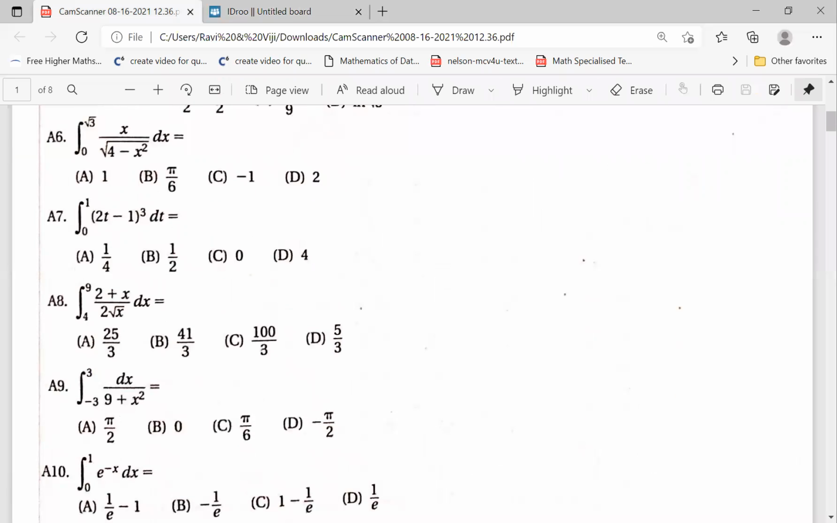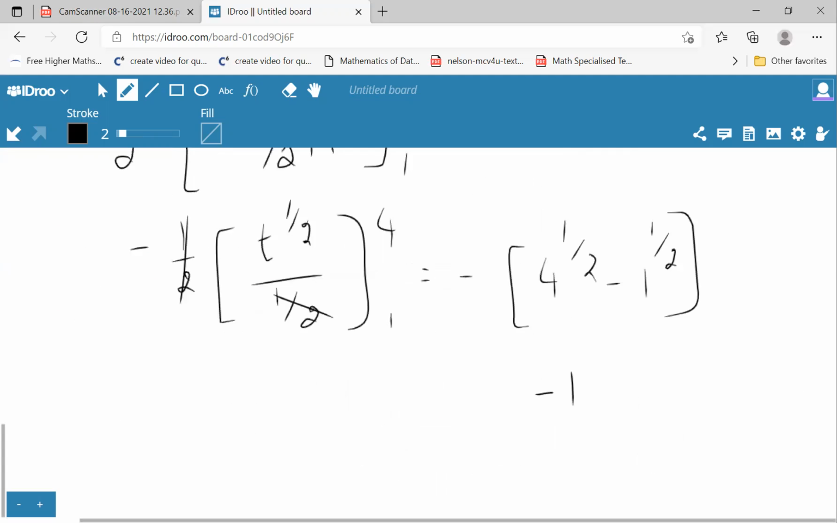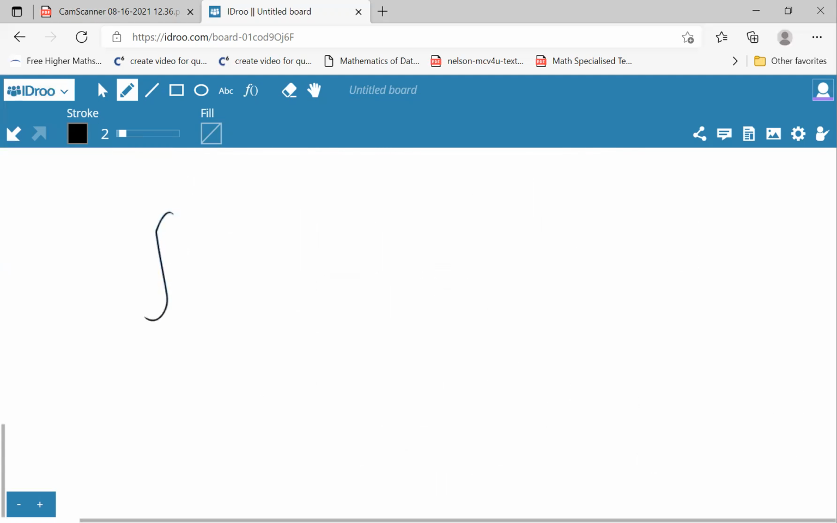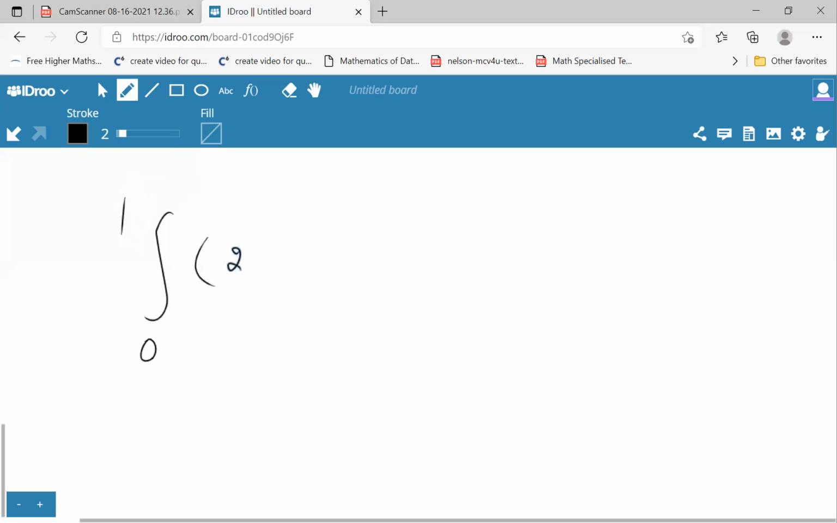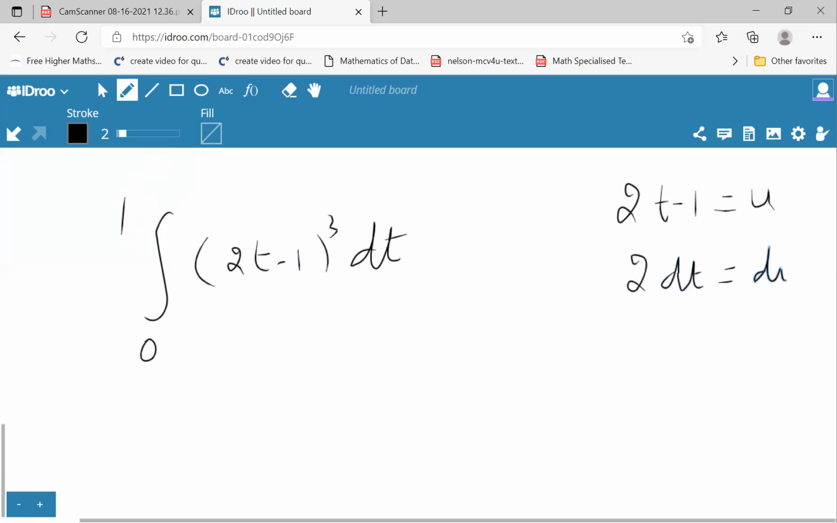Seventh one, integration of 0 to 1, 2t minus 1, the whole cube dt. Let us substitute 2t minus 1 as u. Differentiating on both sides, you'll get 2 dt is equal to du, or dt is equal to du by 2.